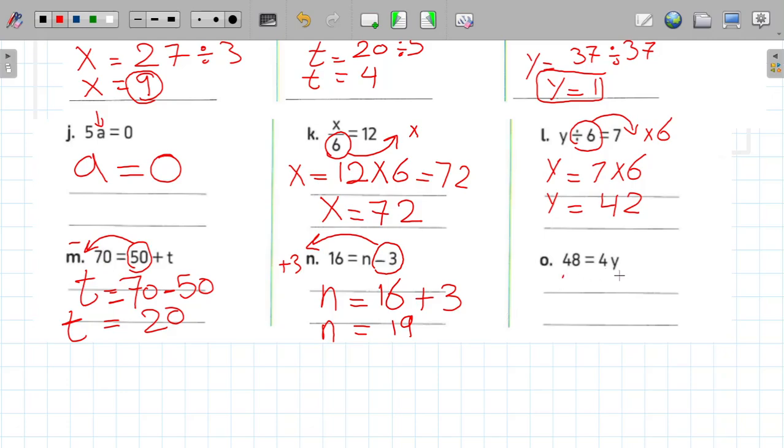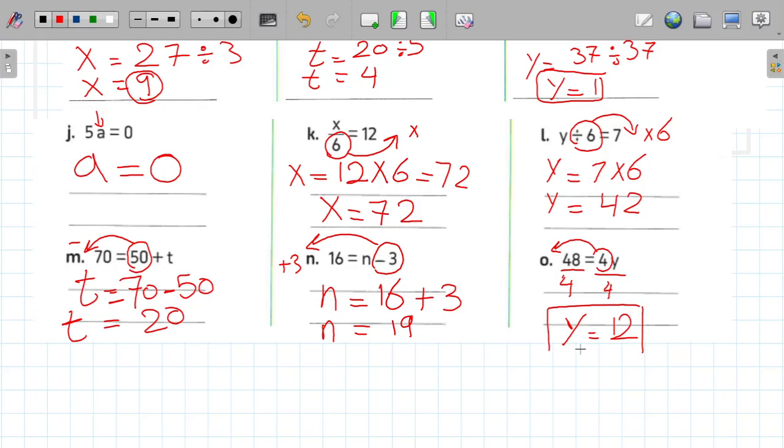48 equals 4 times y. So I want to find the value of y. So I will divide both sides by 4, or I can send 4 to the other side with the inverse operation. Okay, so it will be 48 divided by 4. So the value of y is 12.